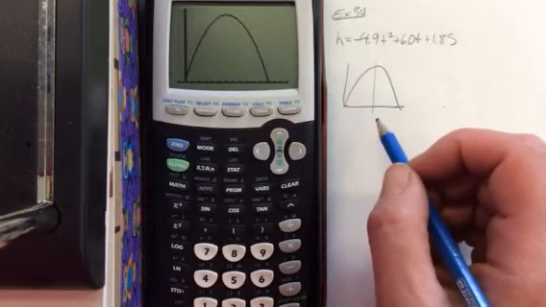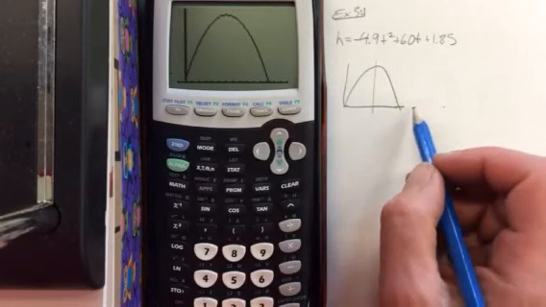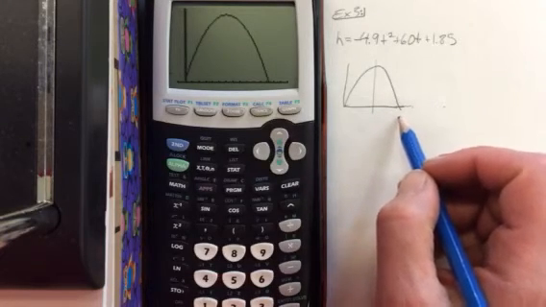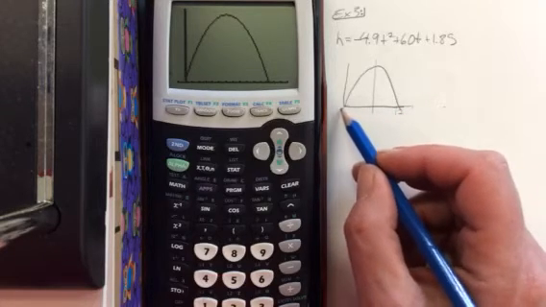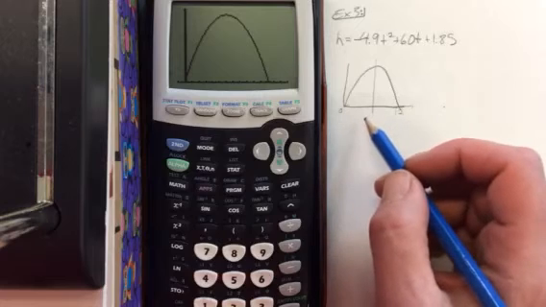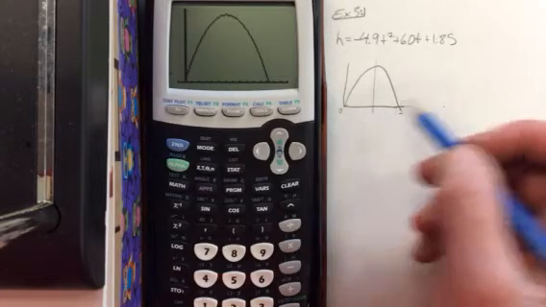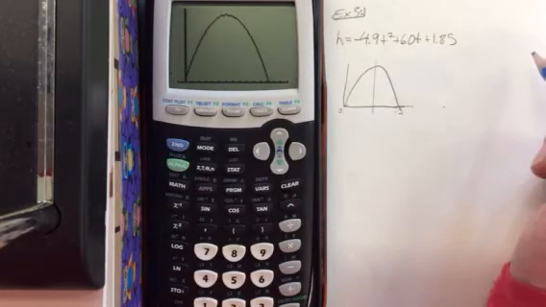I can put in my values, if this was 15 out here, then this value is somewhere around 12, and this value is 0. I'm not too concerned about it at this point. I'm just doing a quick sketch.